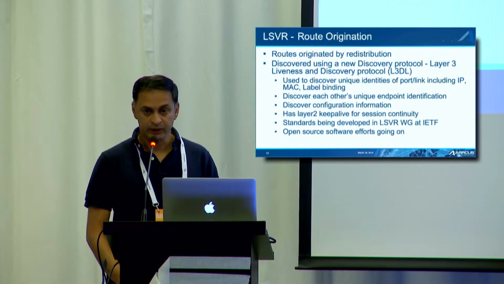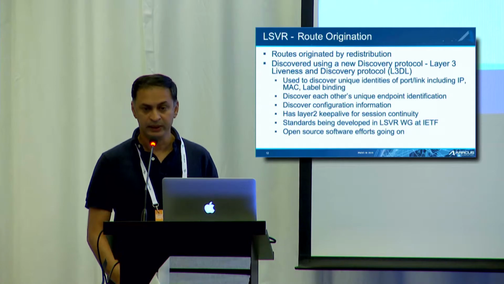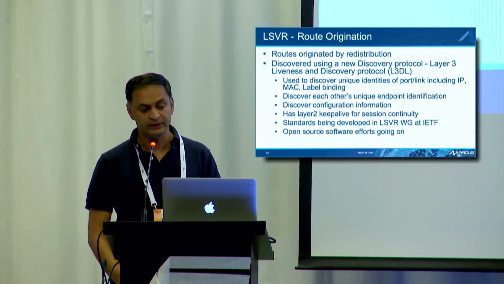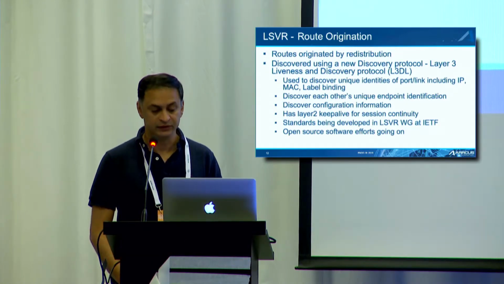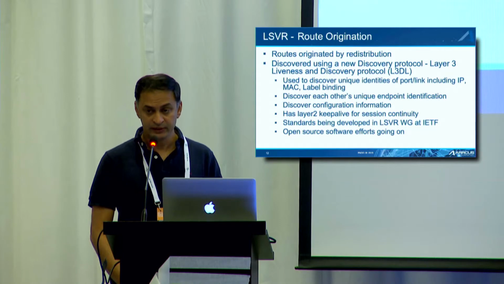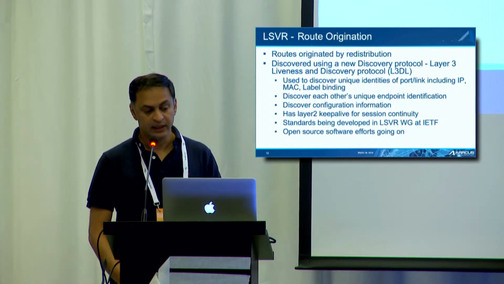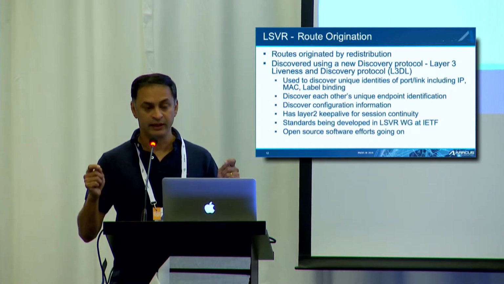From the fabric standpoint, then the question is, how do you originate the route? You would originate routes either by doing redistribution, something very similar to redistribute connected, or you can use a new protocol that's again worked upon in the LSVR working group. It's called L3DL. Its job is to discover unique endpoints and identities for port and link, including its IP address, MAC, label binding. The uniqueness about this protocol is that it has layer 2 keepalive sessions to make sure that the protocol is up almost all the time, kind of like how BGP works, which is session oriented.